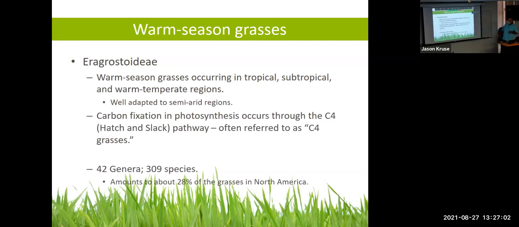And ergo, I wouldn't even know how to say that. Sound it out. Adapted to semi-arid regions. Again, they're C4, about 28% of the grasses.